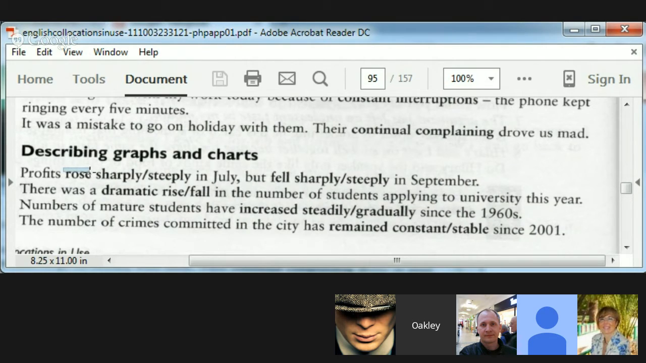Okay, so these collocate very well together. Rose sharply or rose steeply or fell. A dramatic rise, a dramatic fall. Increase steadily, increase gradually. Could be increased sharply, actually. It's fine as well.